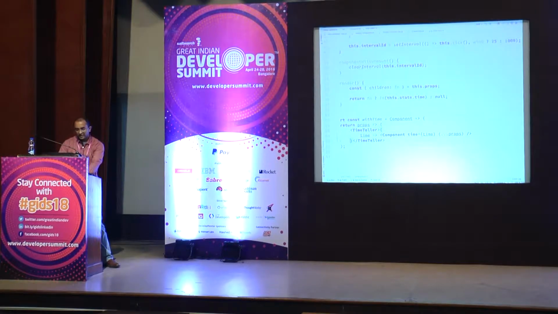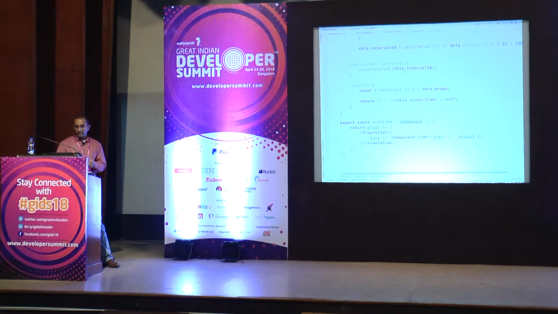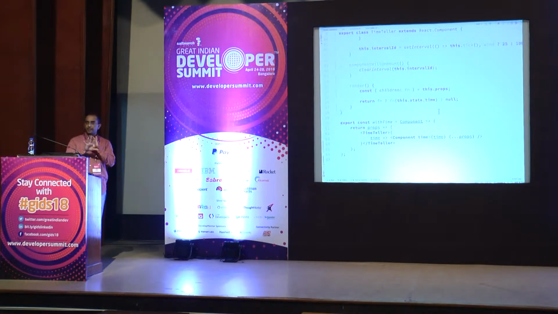So the time teller is taking in a function which is containing the time, and then it expects a component. And it uses the output of this function to render the higher order component itself. So here I'm using the function's output and rendering that as my virtual DOM. Making sense? Everyone clear? So that's how I'm actually separating the responsibilities.